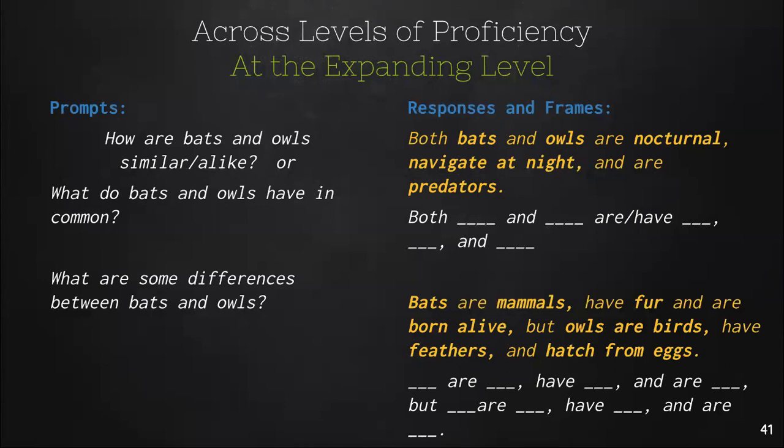So both bats and owls are nocturnal, navigate at night, and are predators. So they're tying together three different ideas about ways in which they are similar. Or at the bottom, bats are mammals, have fur, and are born alive, but owls are birds, have feathers, and hatch from eggs. And as you can imagine, this is a first grade lesson, and not every first grader talks like that. So this type of language support, even at the expanding level, is something very sophisticated that all students in the class tend to benefit from, not just English learners.